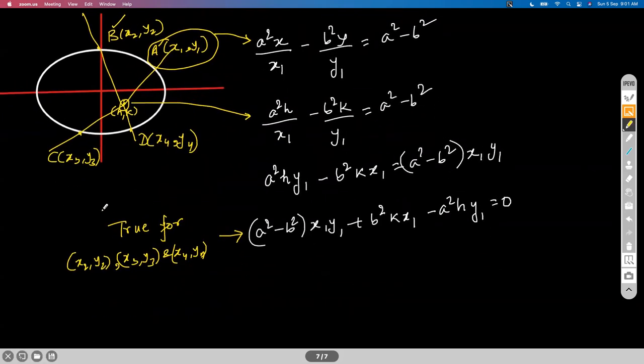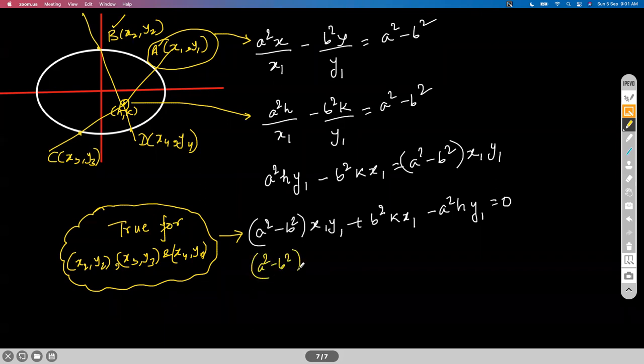This is very important. This will be true even for these three points other than x1, y1. So x1, y1 is definitely satisfying it. Even x2, y2 will satisfy it. Even x3, y3 will satisfy it. And even x4, y4 will satisfy it. Am I right? Are you convinced with that? Correct. So now just have a look at it. Even if you replace your x1, y1 with x2, y2.